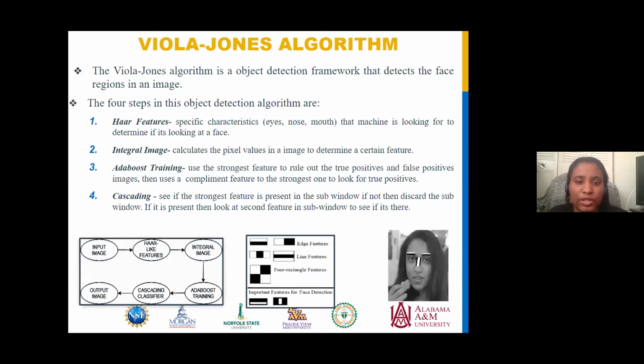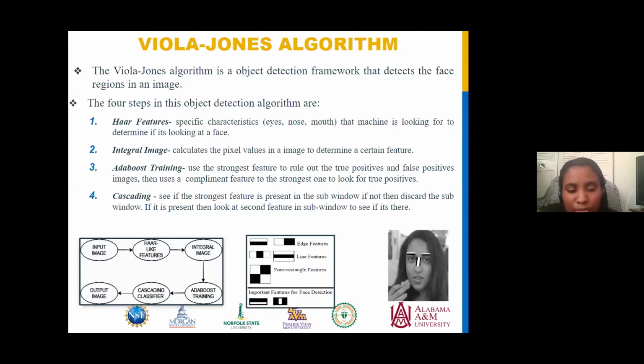The Viola-Jones is an object detection framework to detect faces in real time. There are 4 steps in this object detection algorithm. The first one is Haar features, in which the algorithm looks for specific characteristics such as the eyes, nose, and mouth to determine if it's looking at a face. The second step is the integral image, in which the algorithm calculates the pixel values in the image to determine a certain feature. The third step is attribute training. In this step, you're pretty much training the algorithm to rule out faces versus non-faces by feeding it different features.